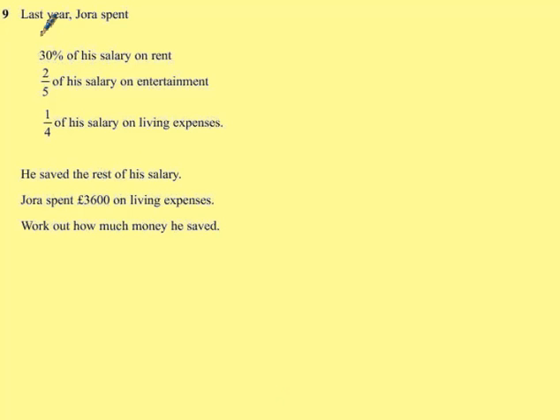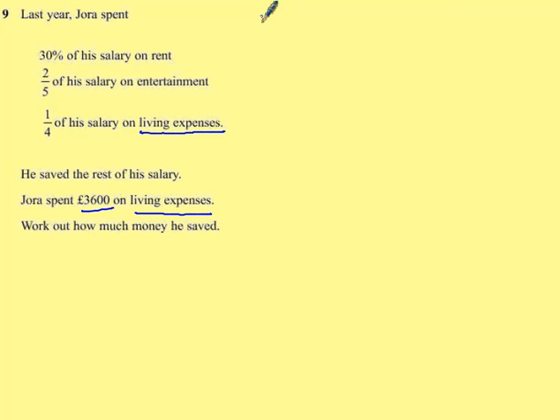Question number 9. Last year, Jura spent 30% of his salary on rent, 2/5 of his salary on entertainment, and 1/4 of his salary on living expenses. He saved the rest of his salary. Jura spent £3,600 on living expenses. Work out how much money he saved.